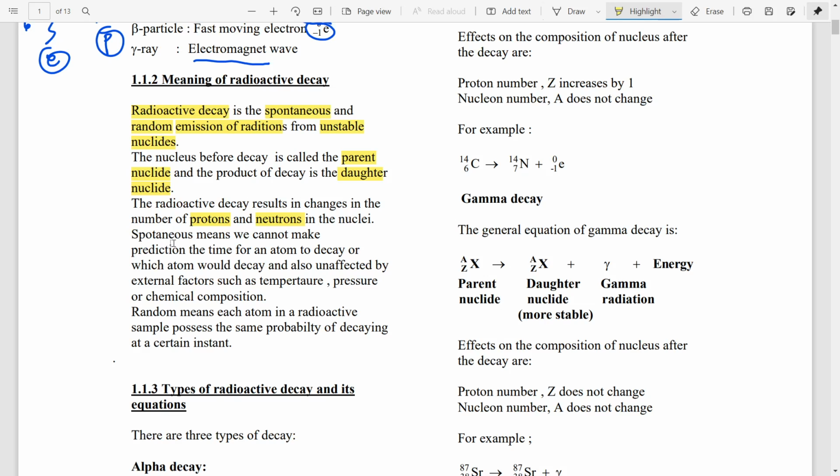Here it explains again the spontaneous. We cannot predict the time when the process will occur. That's why it is called spontaneous.